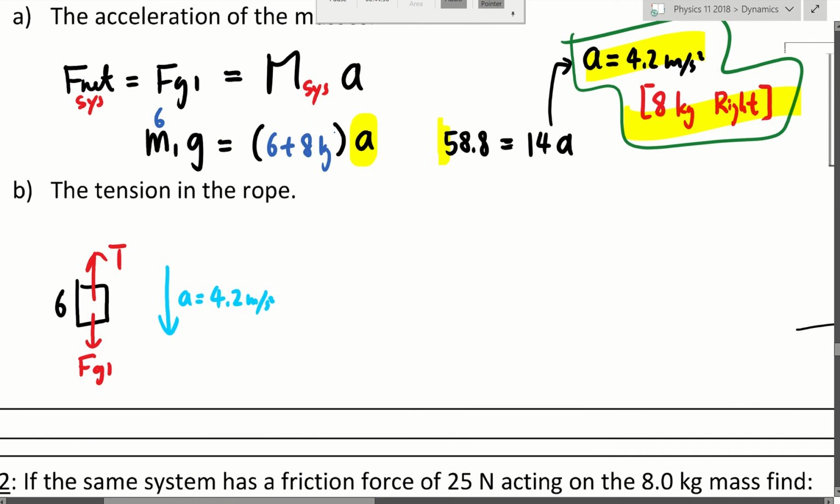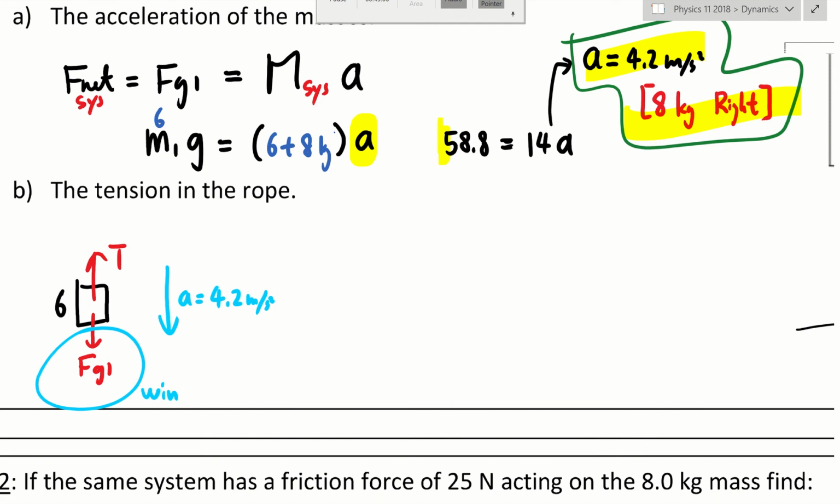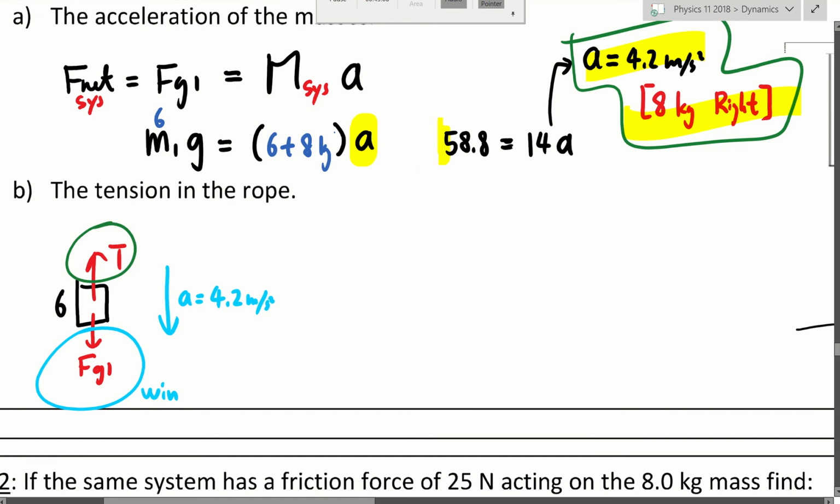Whoever the acceleration points at wins. So, the last question that we did, it was tension who won. This time, it's Fg1 who wins. And there is also a losing side, which is tension. It's pointing in the opposite direction, so you also have to include that. So F net for the 6 kilogram box only is equal to Fg1 minus tension. F net is ma. Fg1 minus tension.